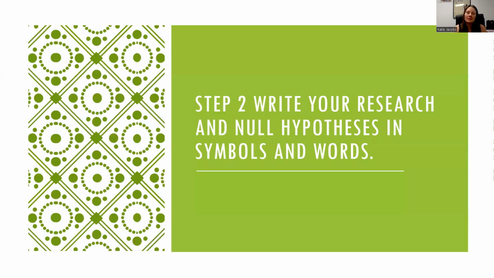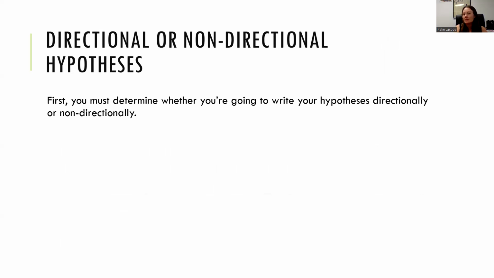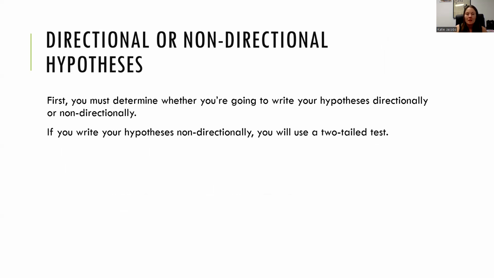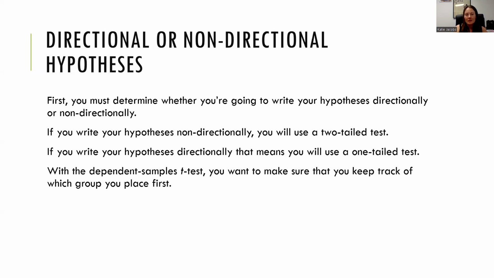All right, so this moves us on to step 2, writing our research and null hypotheses in symbols and in words. When we're writing our hypotheses, the very first thing that we have to do is determine whether we're going to write our hypotheses directionally or non-directionally. If you write your hypotheses non-directionally, you're going to use the two-tailed test. This is going to sound very familiar. If we write our hypotheses directionally, then we're going to use a one-tailed test.